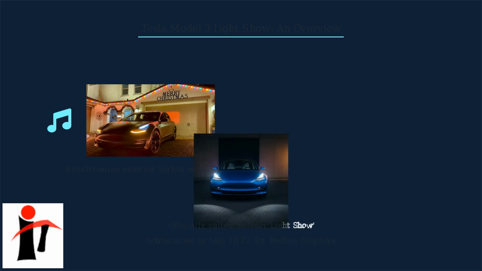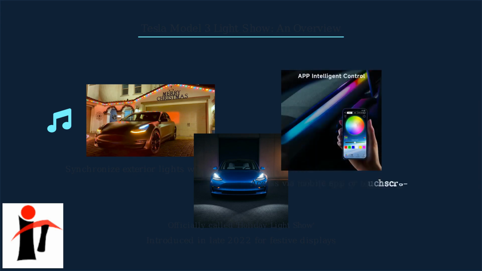The Tesla Model 3's Light Show feature, officially called Holiday Light Show, allows you to synchronize your car's exterior lights with music. Introduced in late 2022, it's become a popular way to create festive displays, especially around holidays. It's accessible via the Tesla mobile app or the vehicle's touchscreen. This video will guide you through the setup and customization process so you can get started.